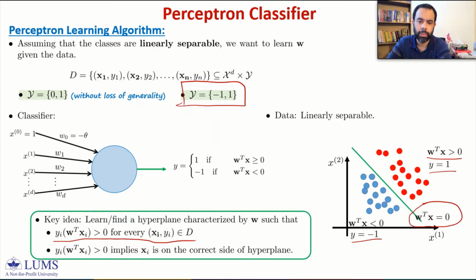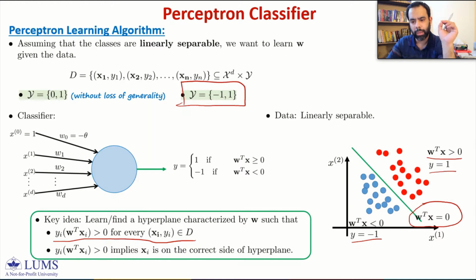How do you interpret this? See, for all these red points, W transpose X is greater than 0 and Y is 1. When I multiply Y with W transpose X, I will get something greater than 0. Okay? So for all these blue points, W transpose X is less than 0 and Y is equal to -1. When I multiply Y with W transpose X, this is going to reverse the inequality, and I will get Y, which is -1, times W transpose X greater than 0. So for every data point in my data set, I will have yi into W transpose xi greater than 0.